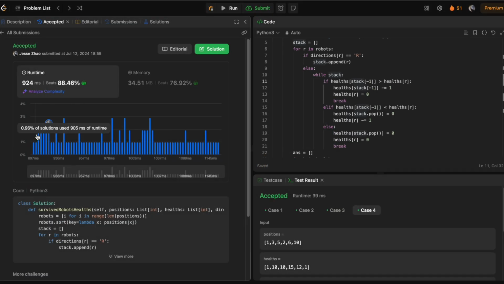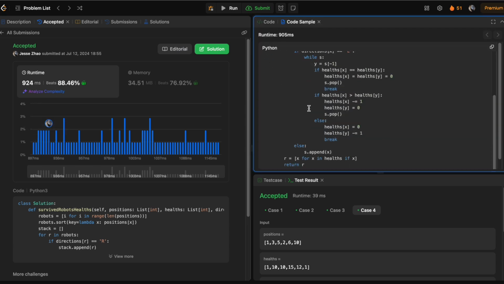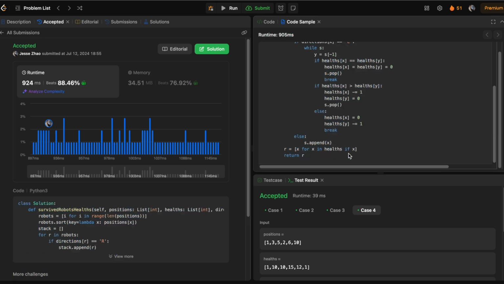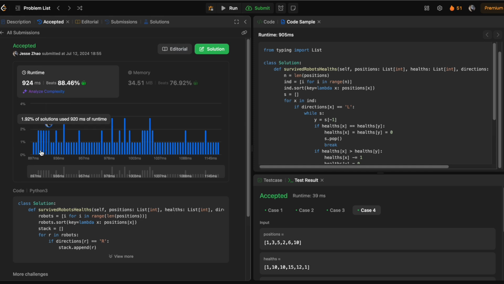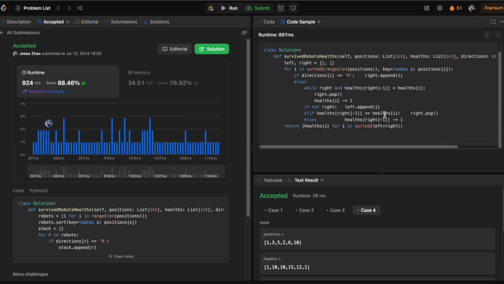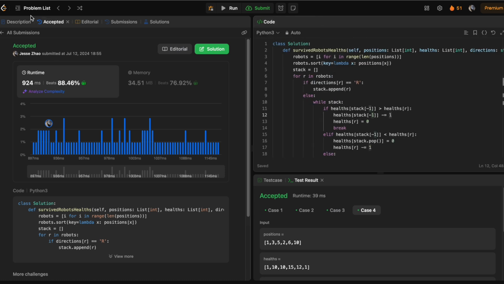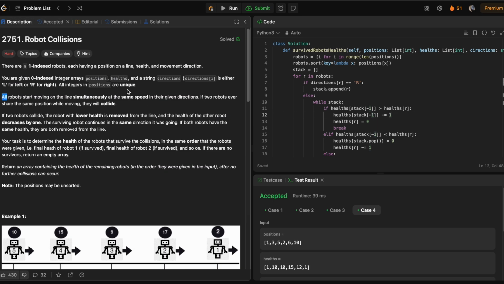Beats 88%. Am I the goat or what? Okay, wow, this looks very similar to mine. What's S? Oh, S is just their stack. Yeah, this is almost exactly my code. Oh, what's this? This is just some bad syntax, I think. Okay, honestly, this problem is pretty straightforward, especially for a hard problem.